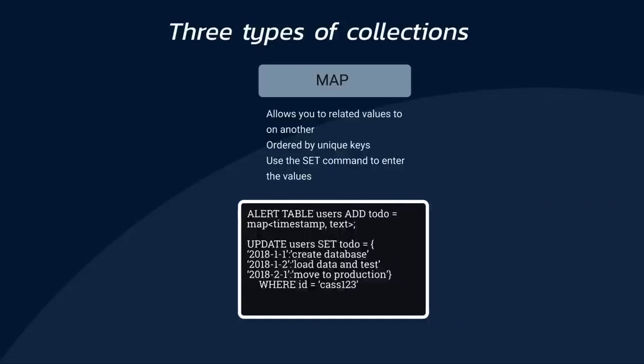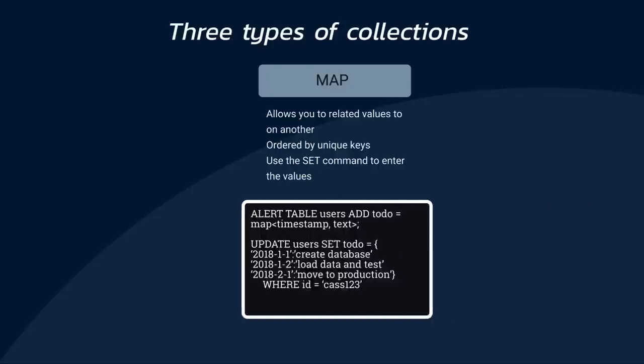Let's look at an example here. Here the users table has again been altered with a map called to-do with the data types of timestamp and text. Then the user Cass123 is updated and a map to-do list was added. The to-do list is a set of dates and to-do items. In this case, the user Cass123 is going to create a database on January 1st, load and test the database the next day, and then a month after move the database to production.